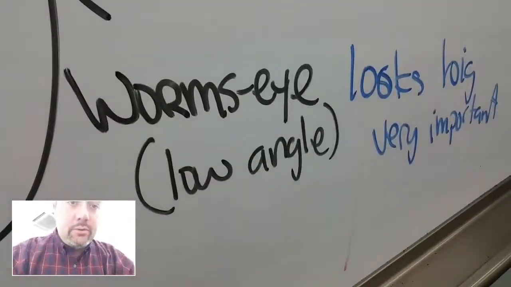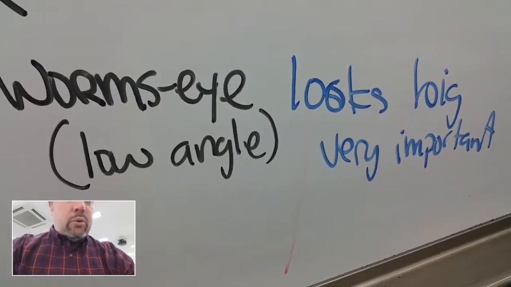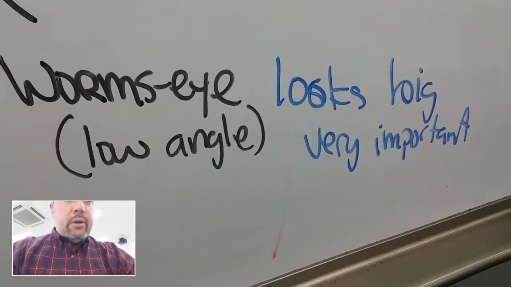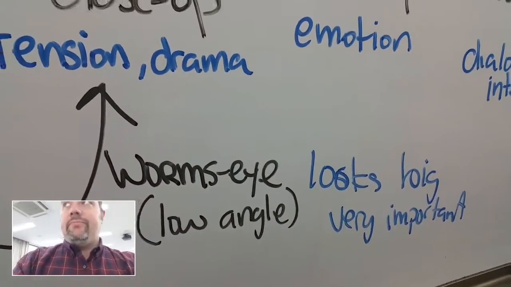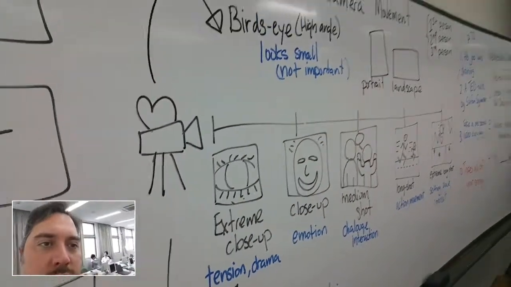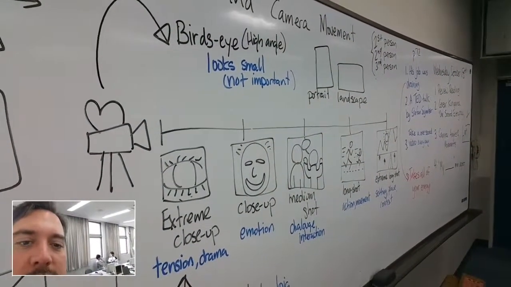You can also do the other way around, worm's eye view or low angle, and look up, which would be something like this, where things look a little bit bigger and a little bit more important. So those are the 7 camera angles.